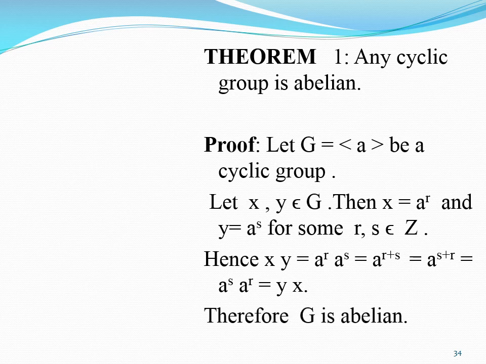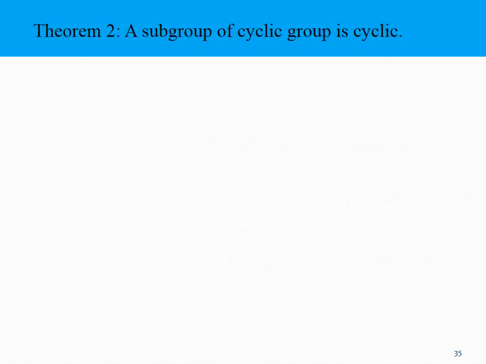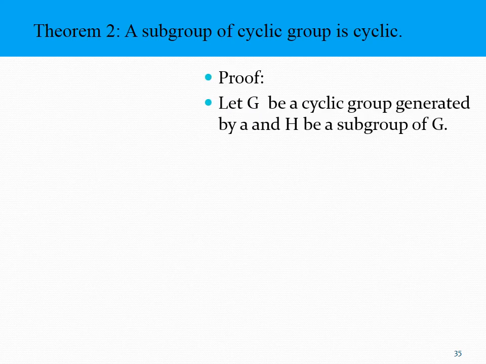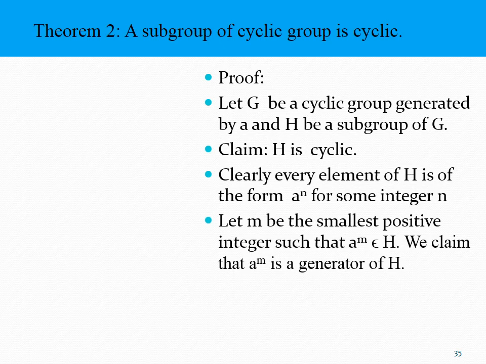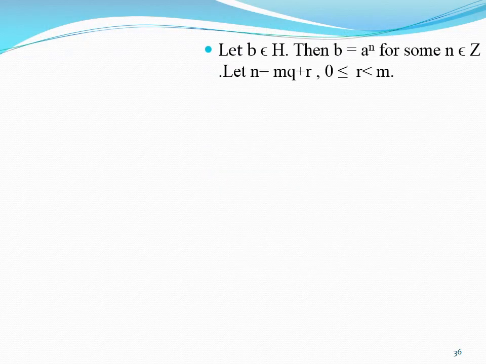So abelian. Next, a very important 5 mark question. A subgroup of a cyclic group is cyclic. Proof. Let G be a cyclic group generated by small a and H be a subgroup of G. We claim H is cyclic. Every element of H is of the form a to the power n for some integer n. Let m be the smallest positive integer such that a to the power m belongs to H. We claim that a to the power m is the generator of H. How is it a generator? Let b belong to H. Then b equals a to the power n for some n belongs to Z.